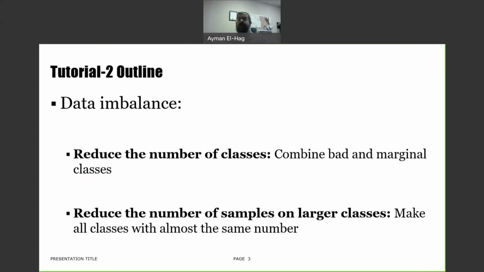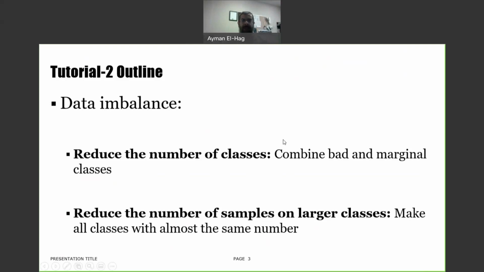Another way is to reduce the number of samples of the classes that have a large number, which in this case are the bad and the good, and make the number of each class almost the same. So we have around 78 in the marginal; make the bad and make the good around 78. How can we do that? Remove the excessive number of data. Okay, and let's see what the impact of this is on your accuracy.